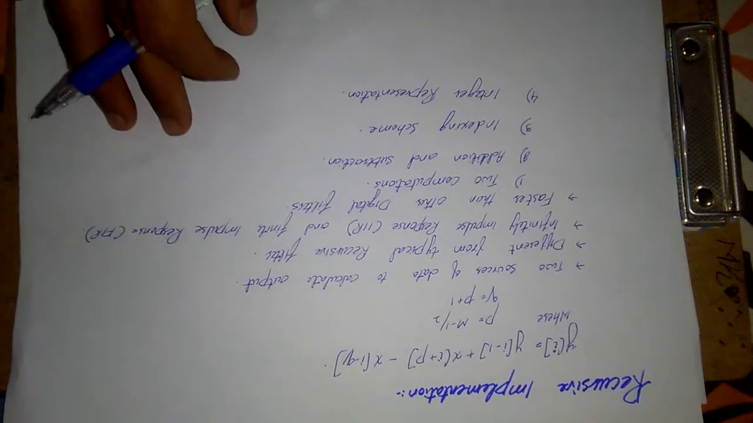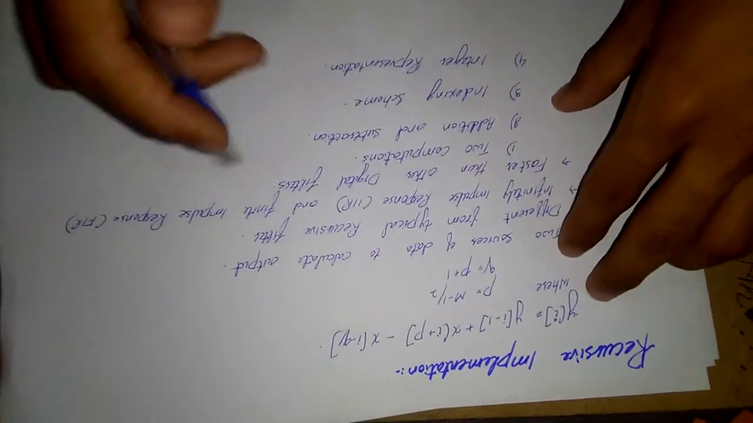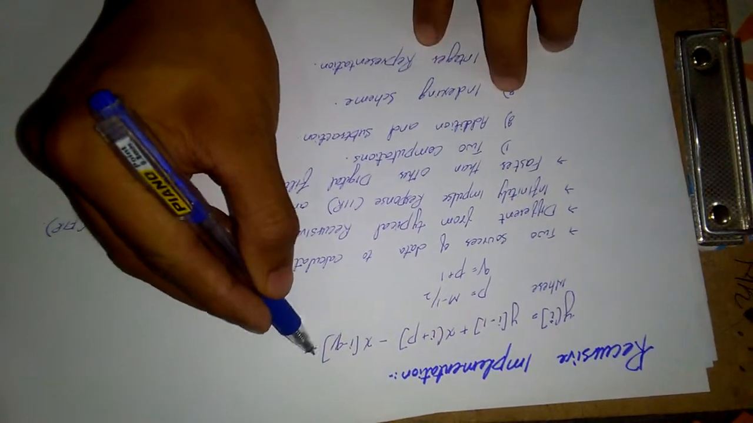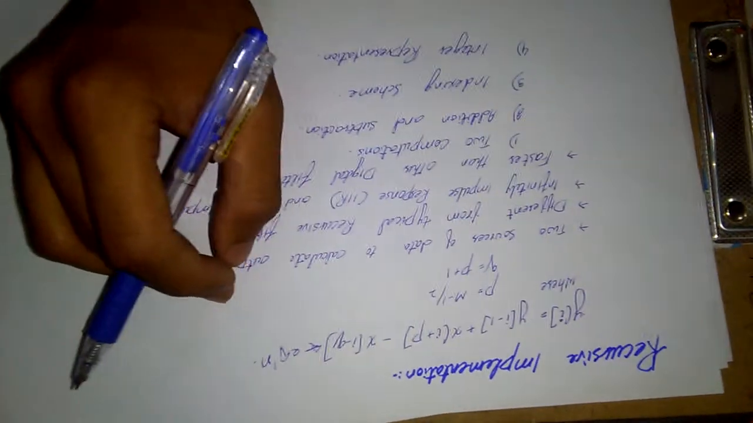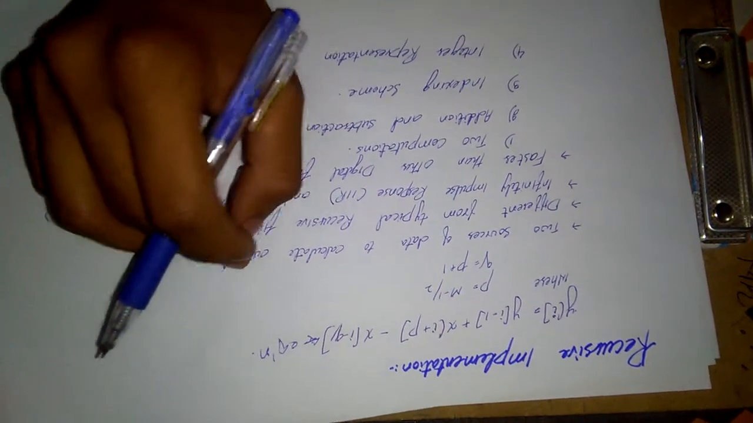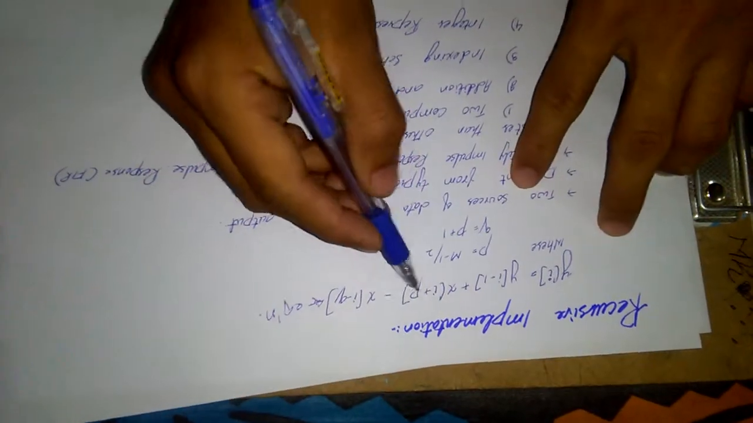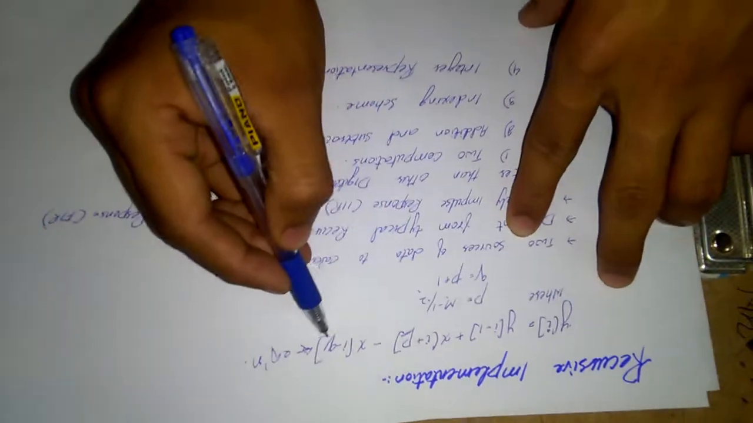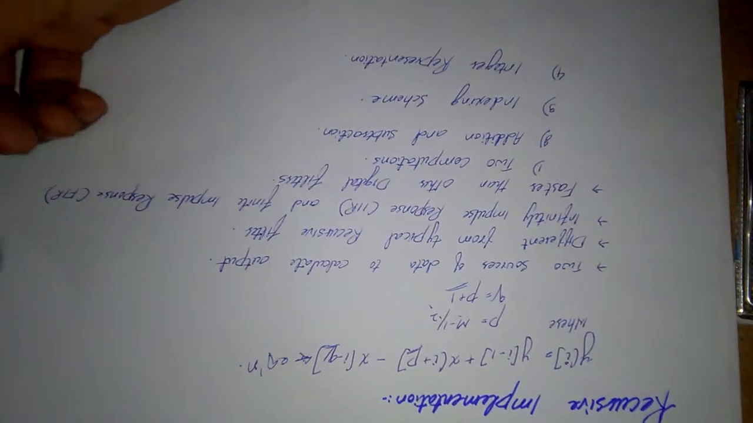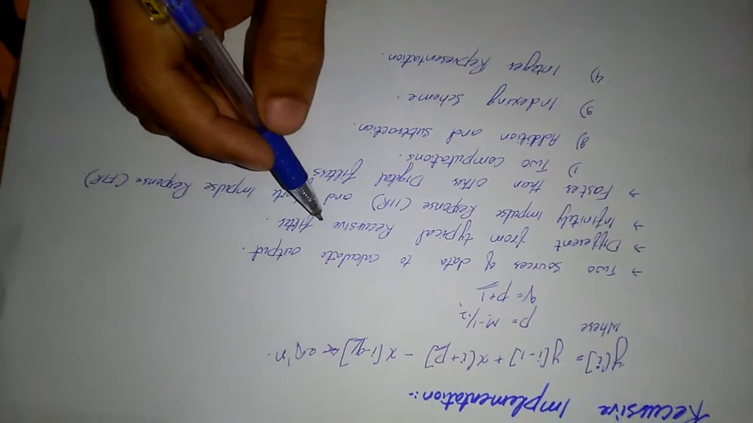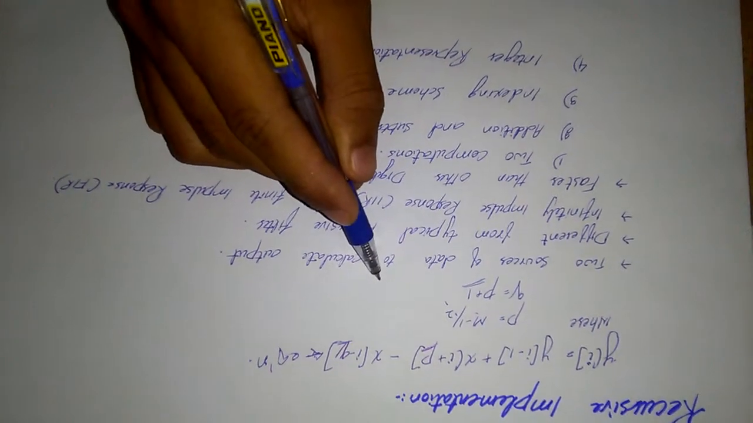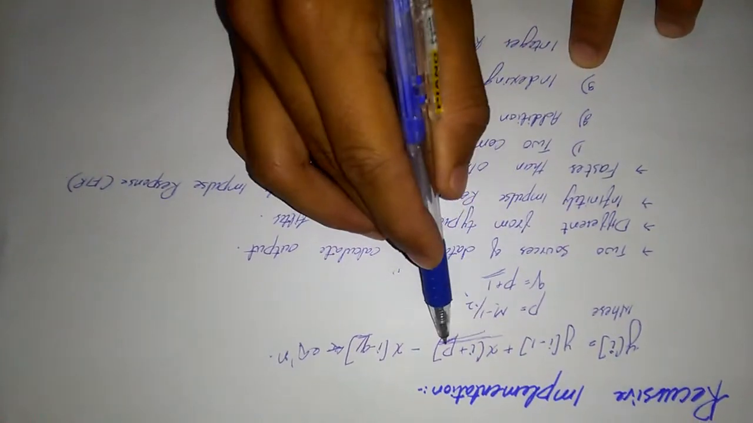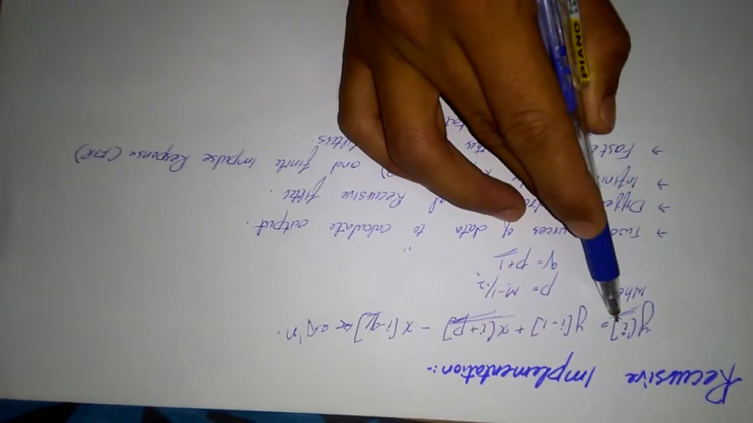Now the last topic of today's lecture is recursive implementation. Recursive implementation is shown by this equation, and in this p equals (M minus 1) divided by 2 plus 1. This equation shows the recursive implementation of the moving average filter, and in this x is the input and y is the output of the signal.